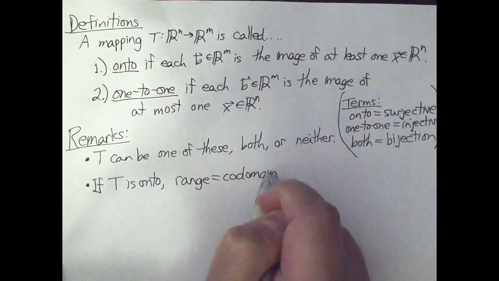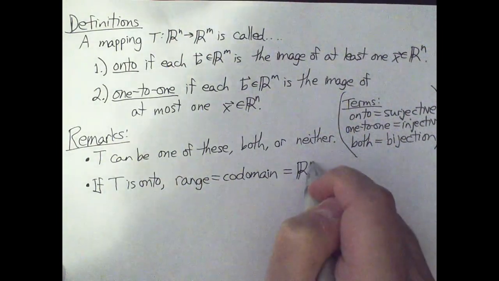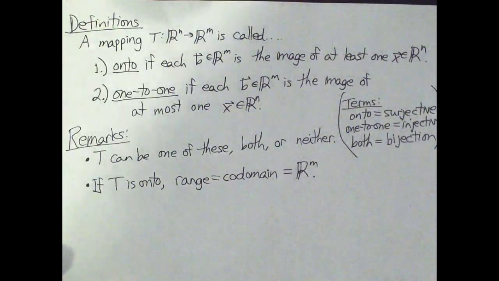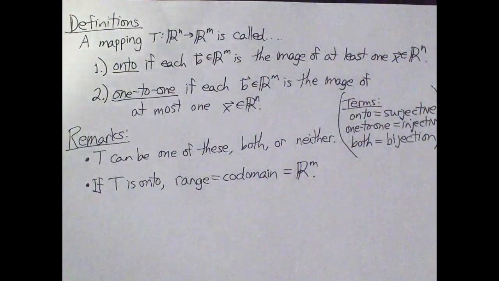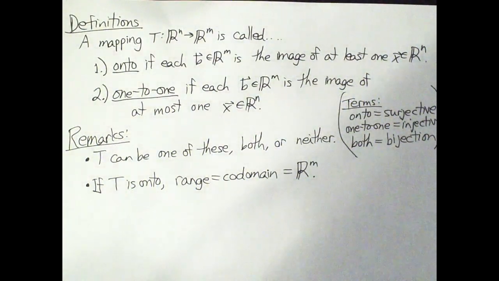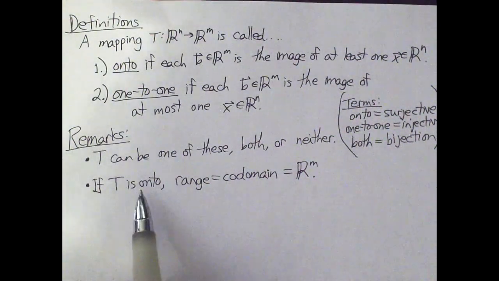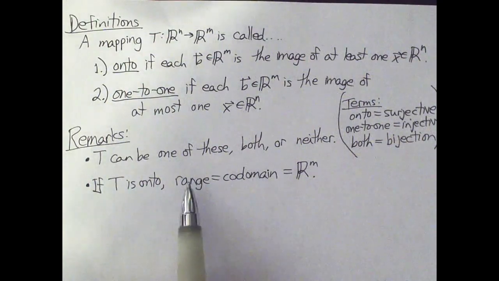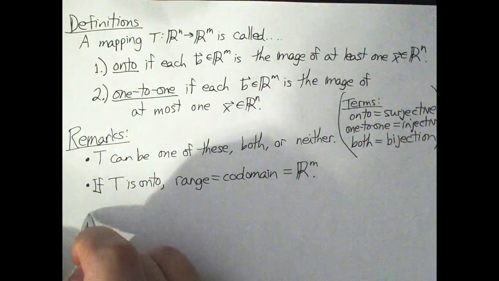This is something that it sort of feels like we want to happen. When we say that we map from Rn to Rm, and we say Rn is the domain, we send things from the domain to the codomain, technically. But if it's onto, then the codomain is also known as the range. All right, so that's a remark.